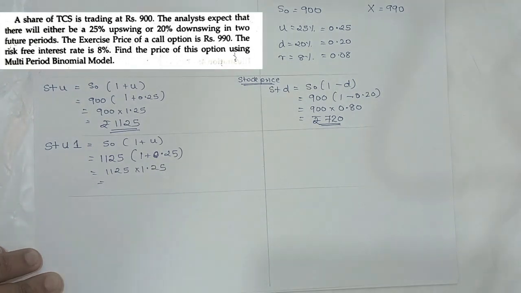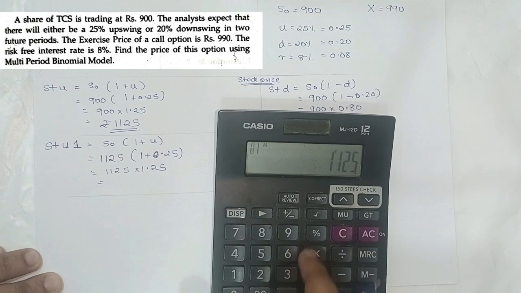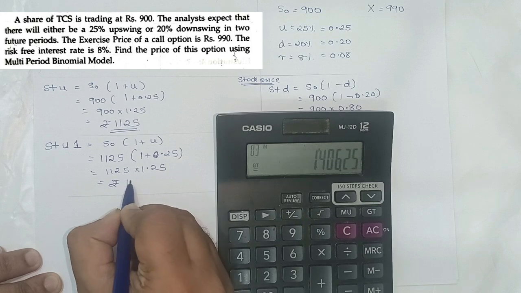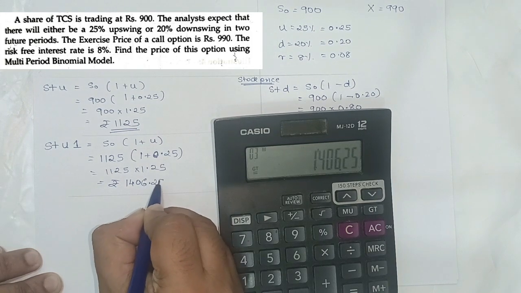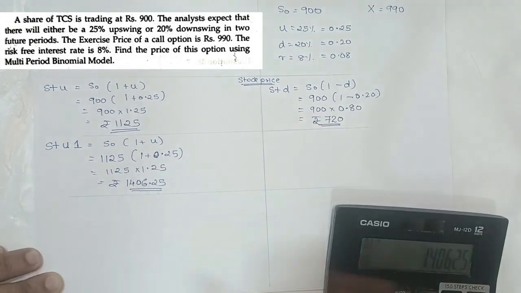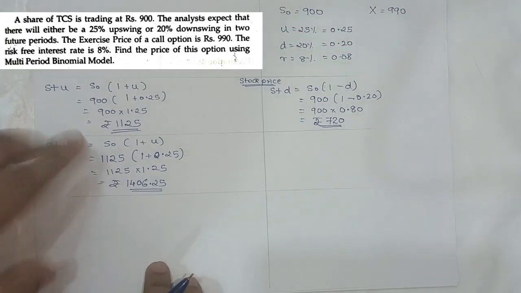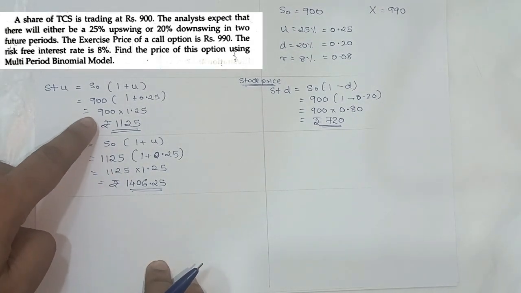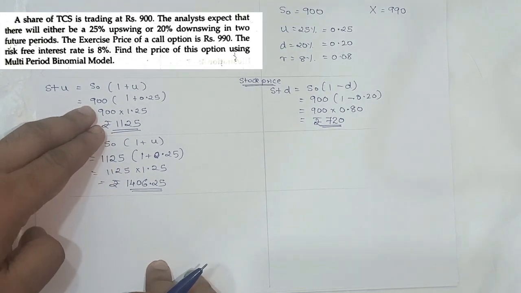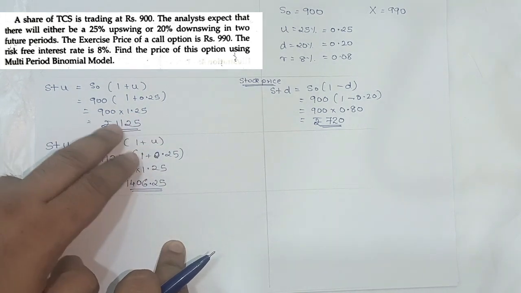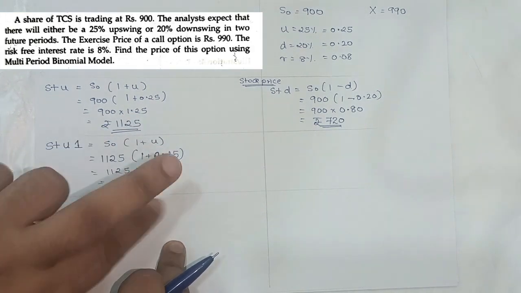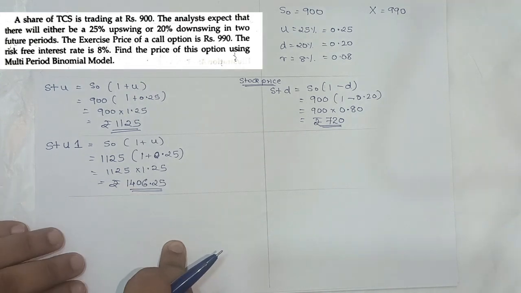So when we multiply 1125 into 1.25, we get the value as rupees 1406.25. Okay, so that can be one condition. Based on this, see what you can come to know. If I have two periods, and if there is an upswing in the first year, 900 will become 1125, and again if there is an upswing in the next period, it will become 1406.25.